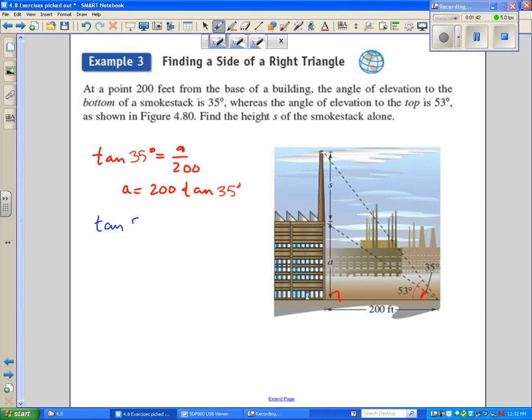Tan 53 on the other hand is the bigger triangle, and that goes with the opposite, and the opposite is A plus S divided by the adjacent 200. Now we just need to solve for A because they're equal to each other. So I'm going to solve this equation for A. That is, I'm going to multiply both sides by 200 and subtract S. Notice that's equal to A, and the other one's equal to A. That means that I can set these two equations equal to each other, and I'm going to do that here, since they're both equal to A.